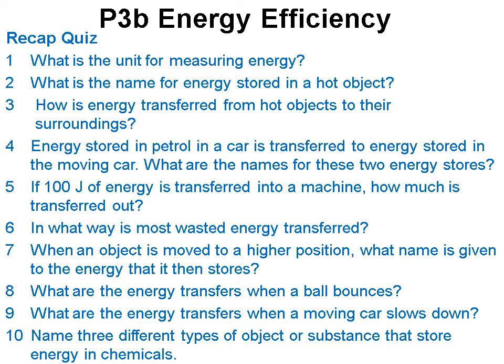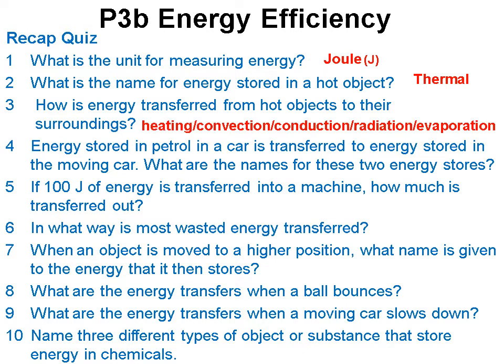Okay, so hopefully you've had time to go through and see what you can get for each of these. For the first one, you should have got joules, or capital J, named after James Joule. For number 2, the answer is thermal. For number 3, the answer could be any of the following: heating, convection, conduction, radiation, or evaporation, but by heating really is what we're going for. Covers everything. For number 4, you should have got chemical and kinetic.